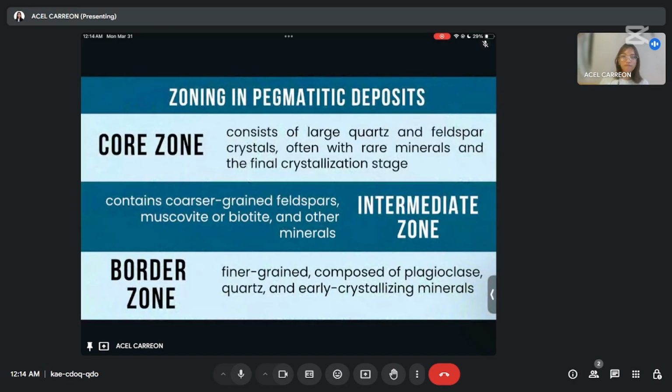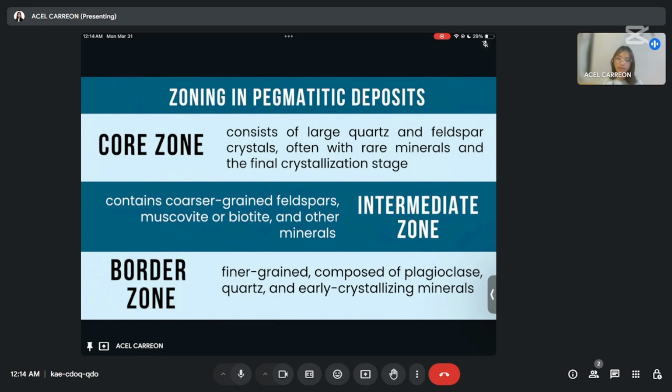For the zoning of pegmatitic deposits, they typically exhibit concentric zoning with mineral variations from the core to the margin due to magmatic differentiation and fluid interactions. The core zone consists of large quartz and feldspar crystals, often with rare minerals like spodumene, beryl, and columbite-tantalite. This zone represents the final crystallization stage where incompatible elements concentrate.